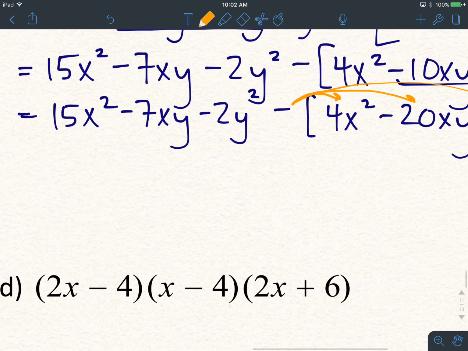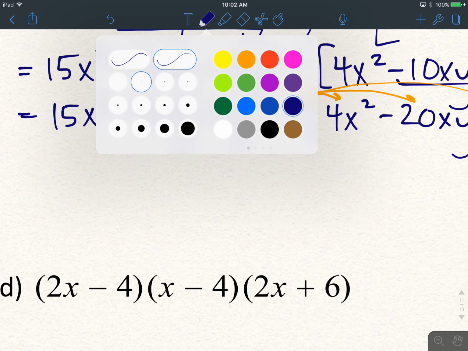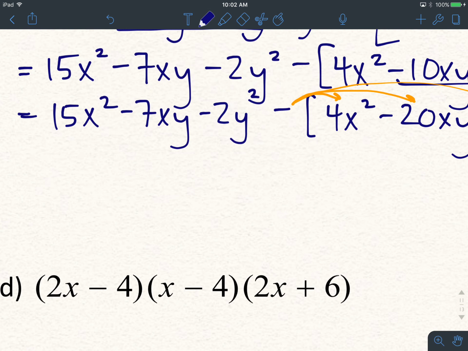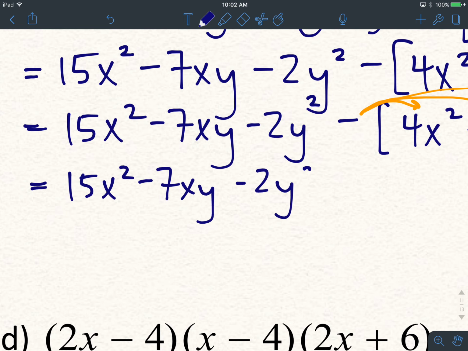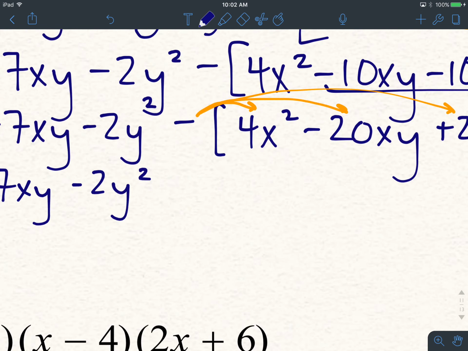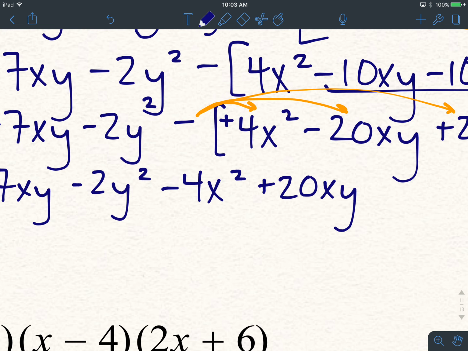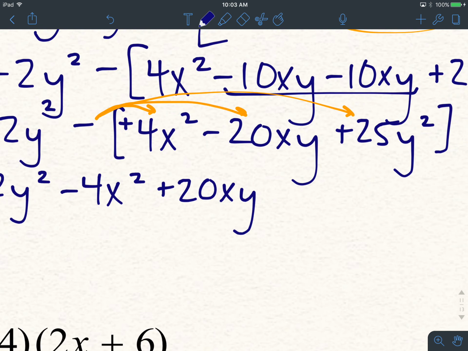So again, mostly a rewrite here. This time we're going to be distributing the negative to all three terms in our second expanded binomial. 15x squared minus 7xy minus 2y squared. So minus a positive 4x squared gives us minus 4x squared, minus negative 20xy is plus 20xy, and minus positive 25y squared is minus 25y squared.